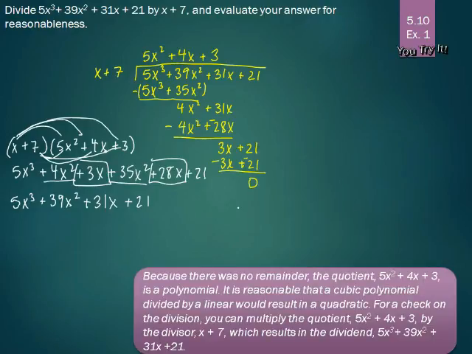Because there is no remainder, the quotient 5x squared plus 4x plus 3 is a polynomial. It is reasonable that a cubic polynomial divided by a linear would result in a quadratic. For a check on the division, you can multiply the quotient 5x squared plus 4x plus 3 by the divisor x plus 7, which results in the dividend 5x cubed plus 39x squared plus 31x plus 21.